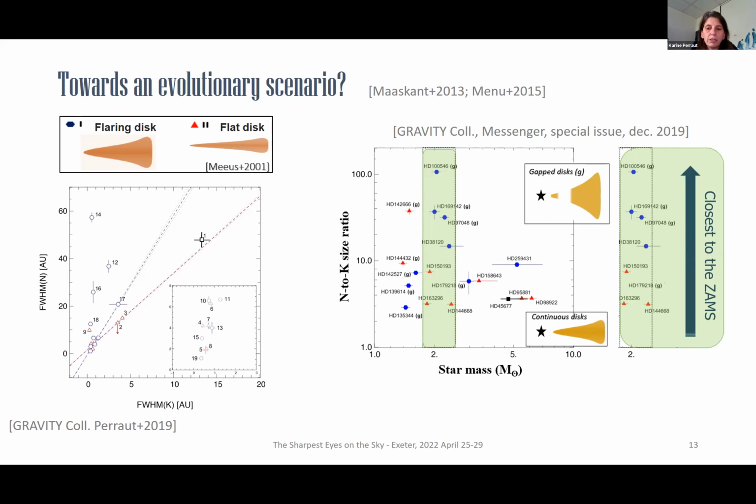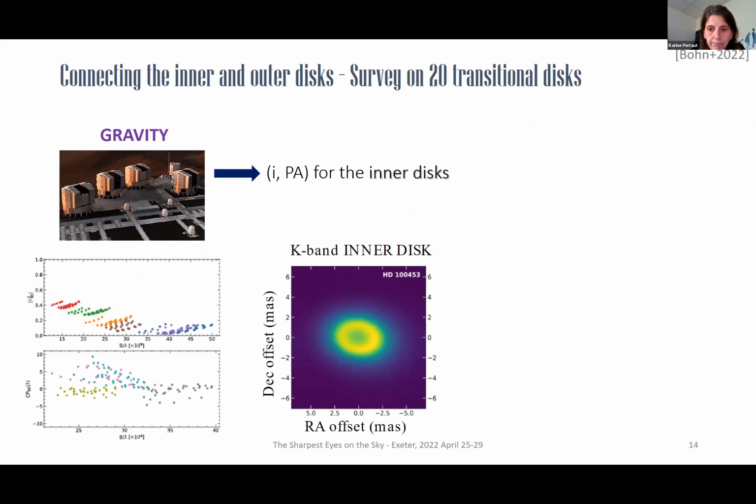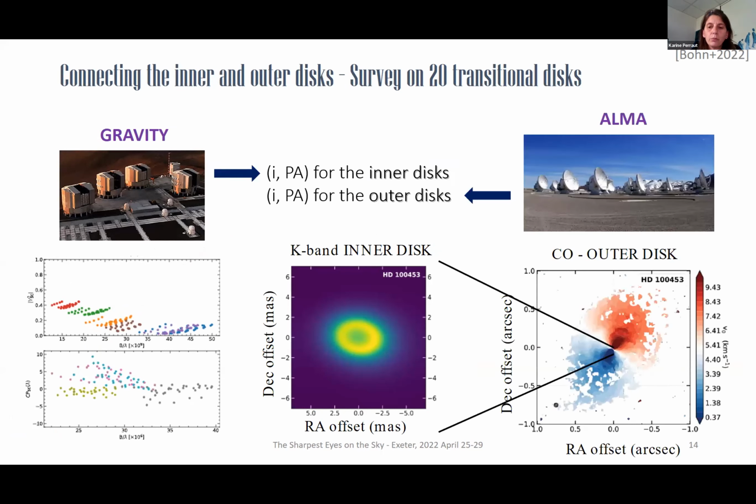So here, as mentioned also this morning, there is great interest in populating such a diagram and looking for a universal scenario, and the advent of MATISSE and then of GRAVITY+ will help to do that. Such large samples are also key to better understand the connection between the inner and the outer disk by comparing the inclination and position angles of the inner disk with GRAVITY, for instance, and with those obtained with ALMA.